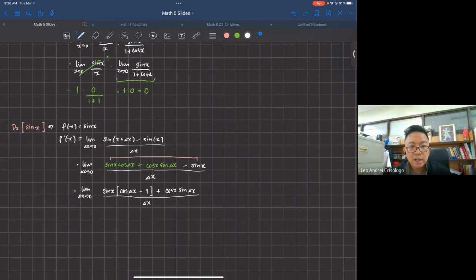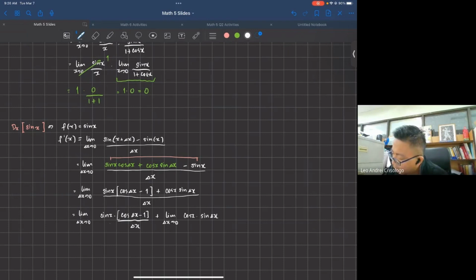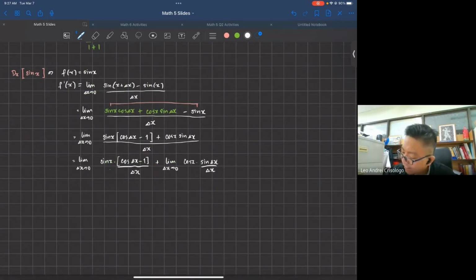Ang next na gagawin natin is we'll split the fraction. Meron pa rin tayong limit. Yung first part will be sine x times cosine of delta x minus 1 all over delta x. So yan yung left side. And then another limit as delta x approaches 0, yung right side naman, that will be cosine x times sine delta x over delta x. Do you see kung saan tayo papunta? Okay daw, sabi ni Yanis. Sige. So, pumunta na tayo doon.